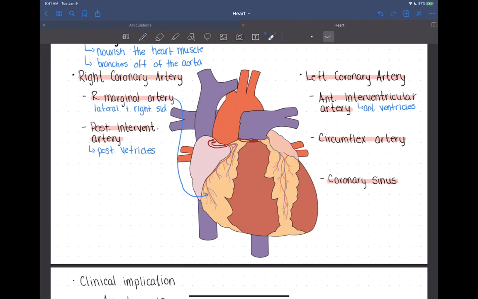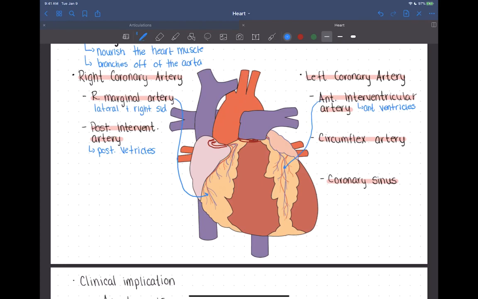It is going to be this one right here that travels down the front of the heart. There's an interventricular sulcus, a groove between the two ventricles, and it travels in this layer of fat that goes down in that sulcus.